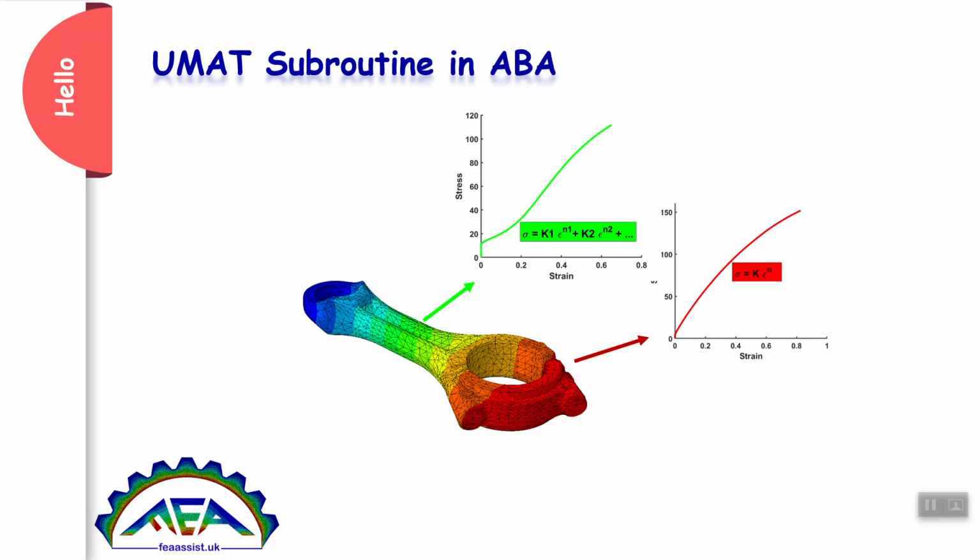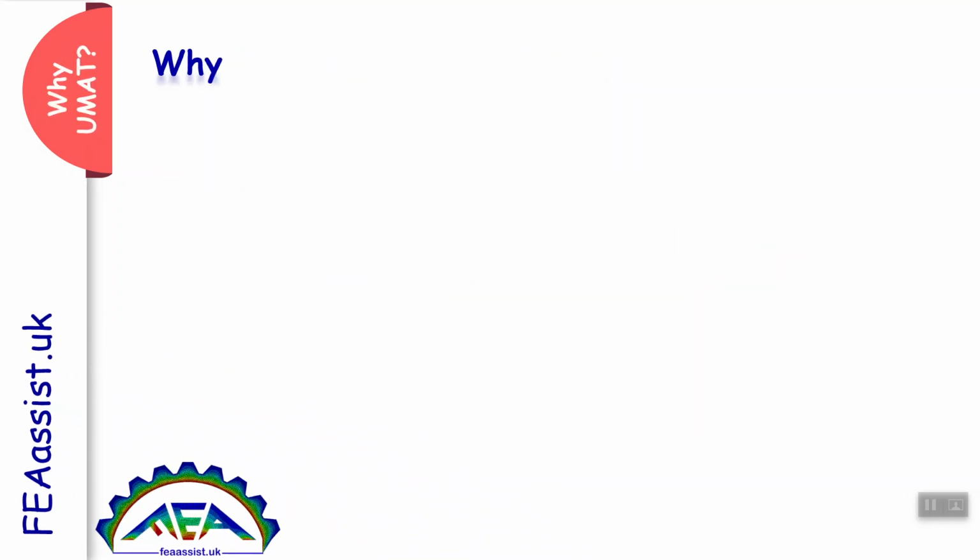Hello. You want to learn the UMAT subroutine in Abaqus easily and quickly. UMAT is a subroutine to define a new mechanical behavior for materials. Stay with us. The first question, which is very important, is: why UMAT? Why do we need the UMAT subroutine?